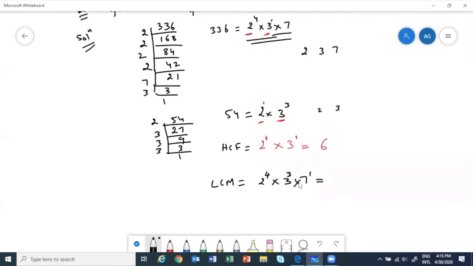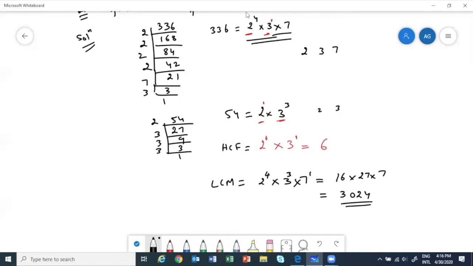Clear? Then you solve it. How much will you get? 2 power 4 is 16, into 27, into 7. If you multiply, I used a calculator, you don't use it. This will be 3024. Clear?